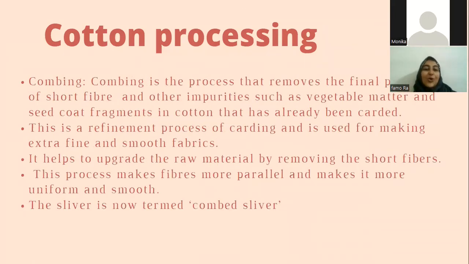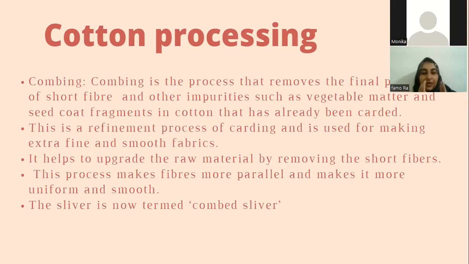Next term is combing. Now just like we comb our hair, combing is the process that removes all the impurities. When you comb your hair, it becomes very smooth, right? Just like that, combing is a process that removes all the short fibers and whatever impurities are there, like vegetable matter, seed coat, these little fragments. So all these things should be removed. So this is a refinement process.